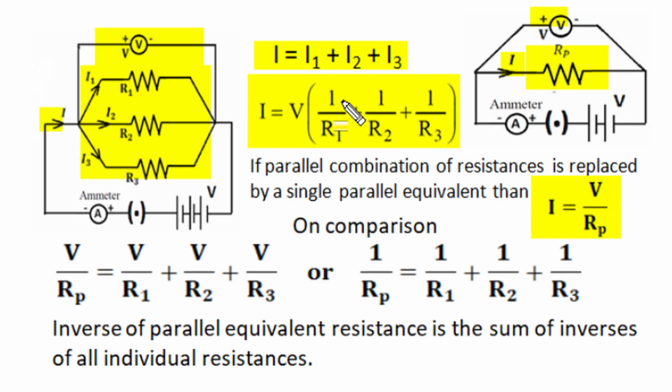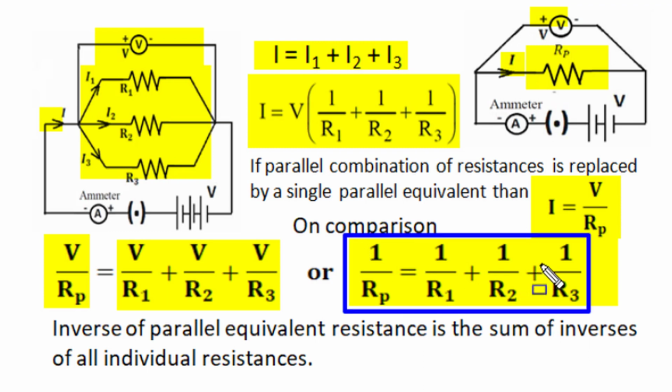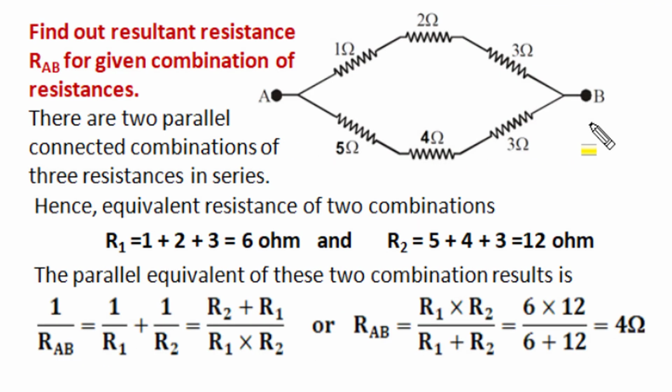And if we compare the two relations, then in place of total current we can write V upon equivalent parallel resistance, and I1, I2, I3 in terms of R1, R2, R3 are as shown, and this common V gets cancelled out from both sides, and we get a relation: the inverse of the parallel connected resistances when summed up will result in the inverse of the parallel equivalent resistance, as given in the yellow highlight and blue frame. The solutions of the next three examples will explain series parallel simplification of resistive circuits very well.